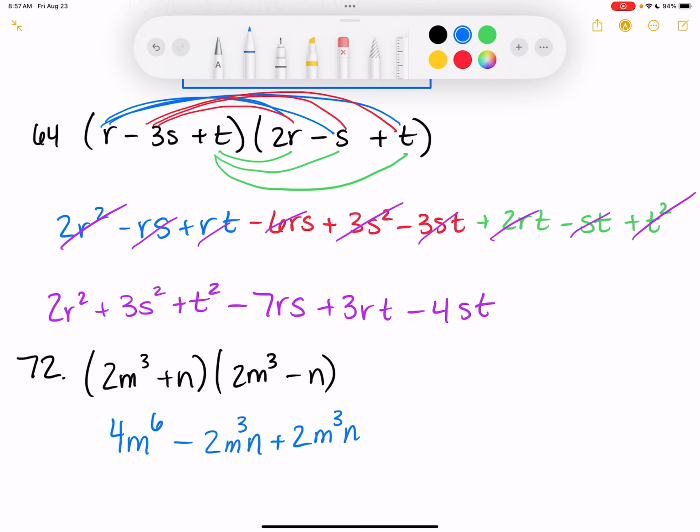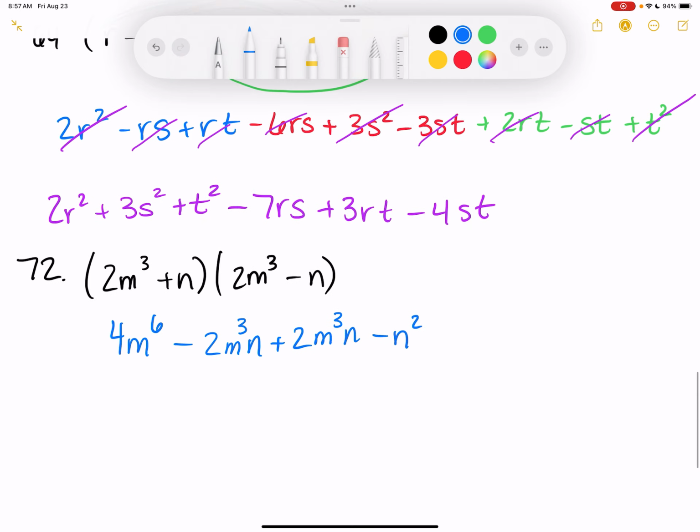Yeah, but don't they cancel out because it's a positive and negative? You're multiplying. Oh, negative n squared. Yep. I got that original. Now, these two middle terms are the same and cancel out. So that goes away. So you're left with 4m to the 6th minus n squared.